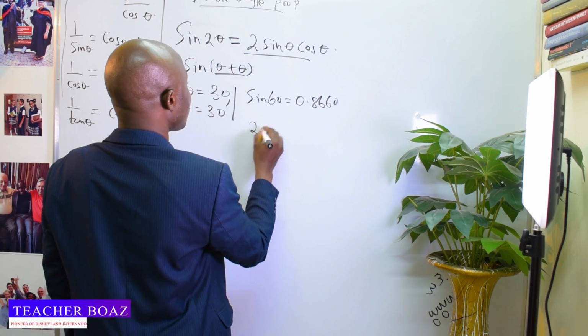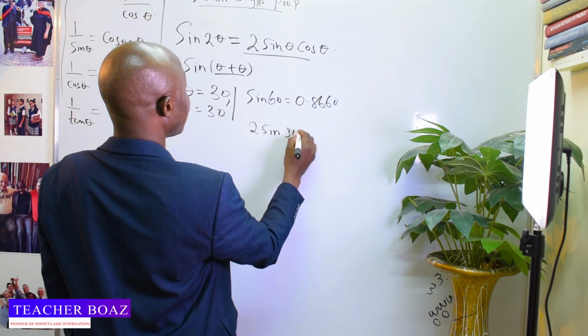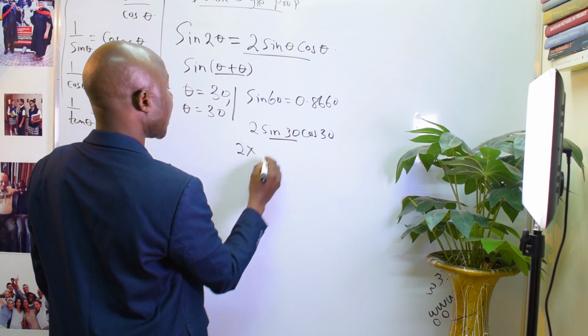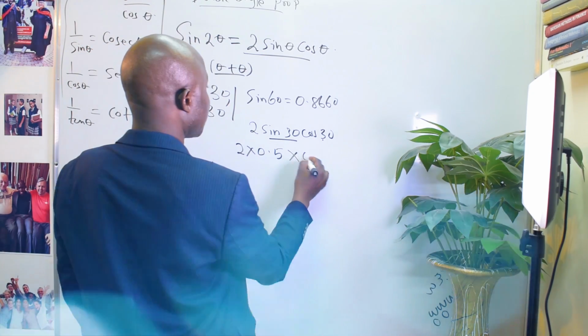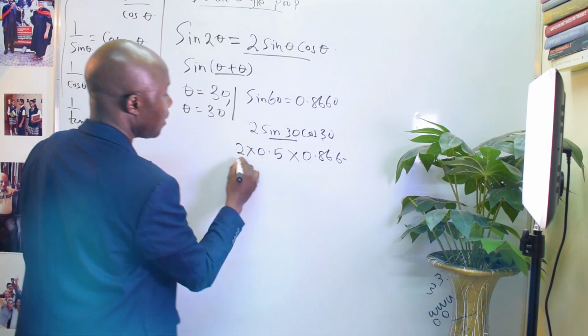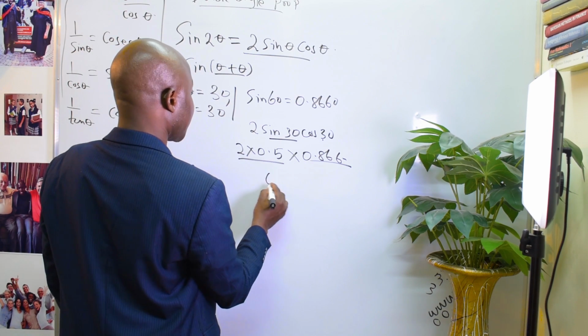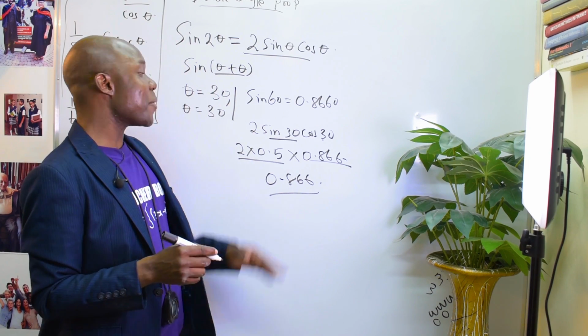Can it be the same as twice sine of 30, because theta was 30, cos of 30? So I will take 2 times the sine of 30, which is 0.5, times cos of 30, which should be 0.866. So 2 times 0.5 is 1.0, which is 1. 1 times 0.866 becomes 0.866. You see how easy it comes.